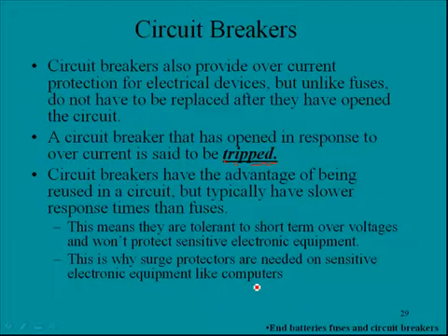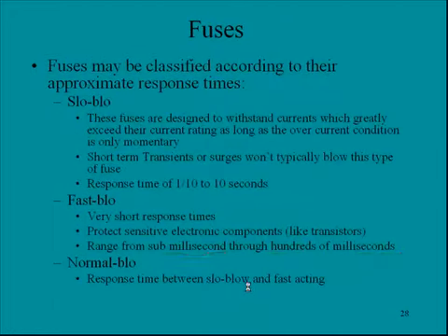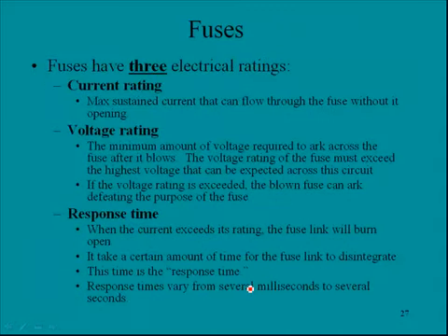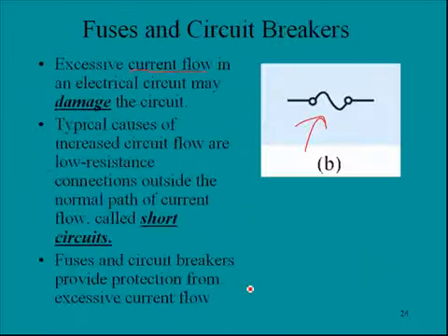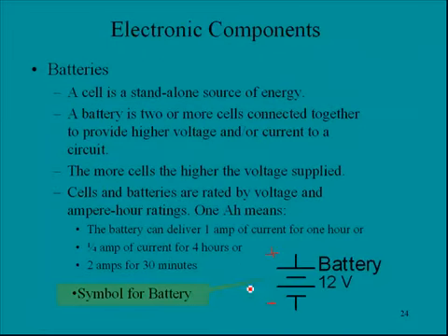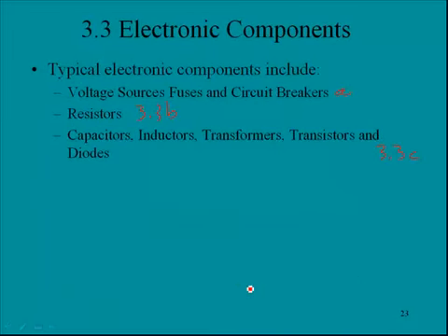Okay, this was a quick lesson. We looked at circuit breakers, fuses, and we looked at the different ratings of fuses, and we looked at batteries. So this introduces electronic components. The next section, 3B, will be looking at resistors.